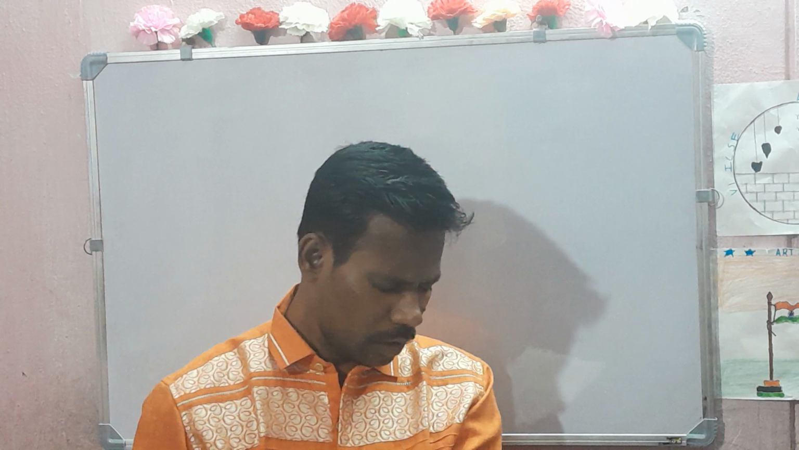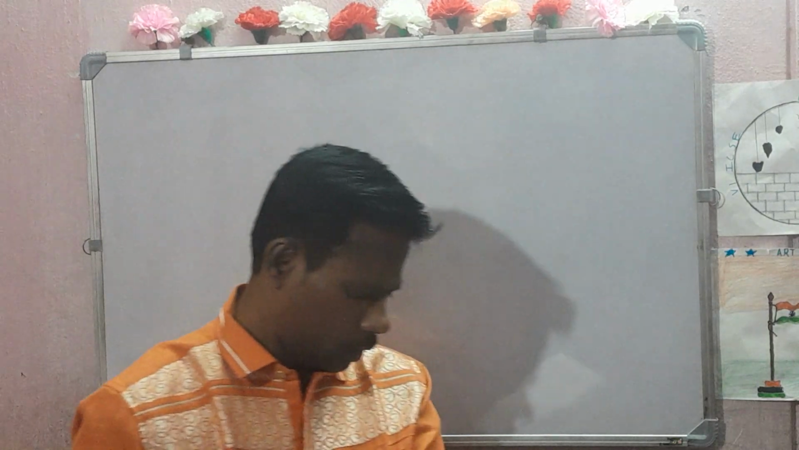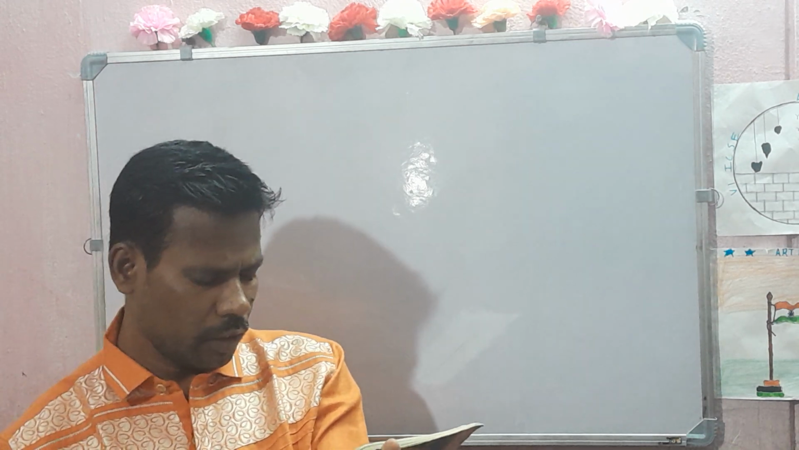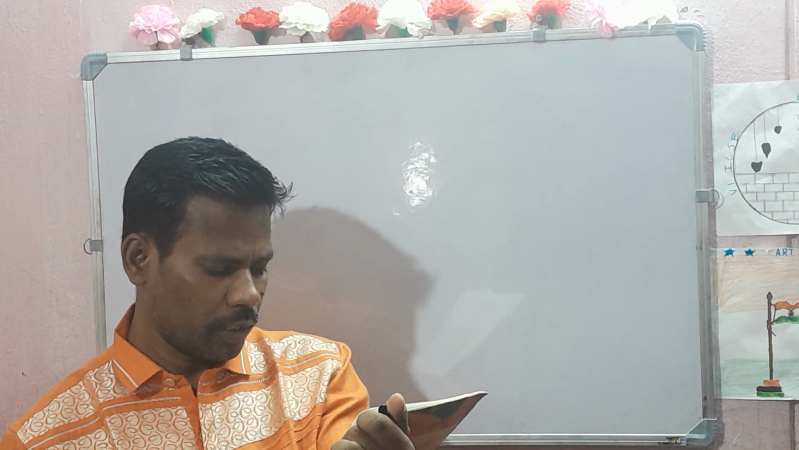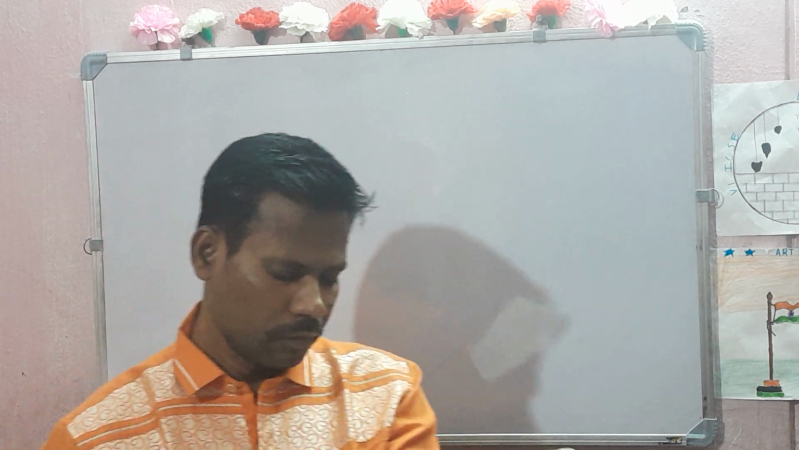Arun buys. Let me read out the question. Arun buys 560 shares of a company. The face value of each share is rupees 25. The company declares a dividend of 9%. Calculate the dividend Arun would receive.